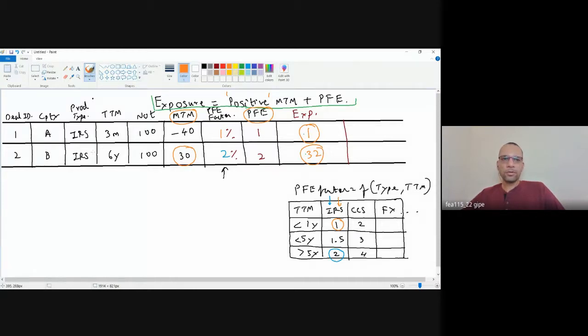Now, though, I could have 10,000 trades in my book as well, which could be a mix of IRS, CCS, options, FX, even interest rate futures as well. So for every transaction, this similar logic will be used. I'm going to use the same PFE factor table, and then I can calculate the exposure for every trade. And this is what you call exposure calculations. Again, something which happens on a daily basis. So banks are expected to calculate their trade exposures on a day-to-day basis.